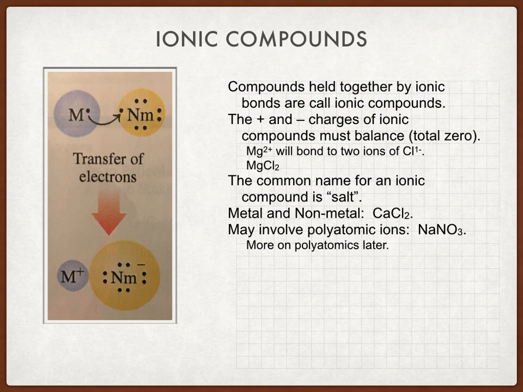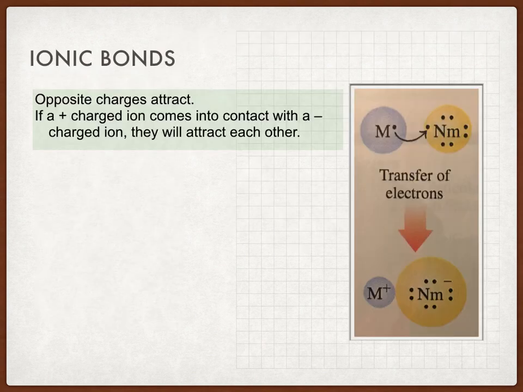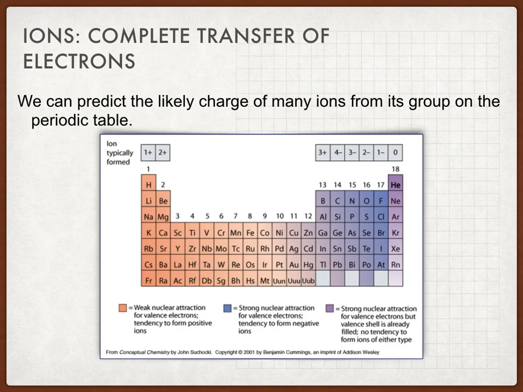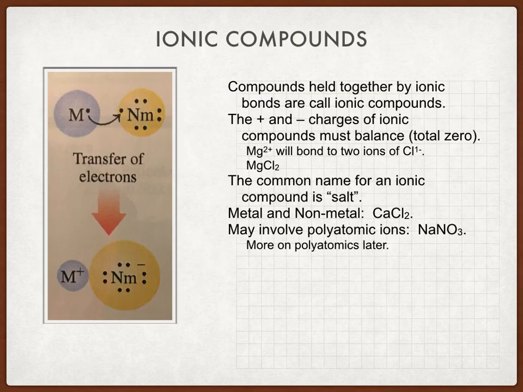Magnesium is always a +2 cation because of what we saw here. Magnesium is always a +2 cation, and chlorine is always a -1 anion. So in order for those to balance out, you have to have 2 chlorines, right? The common name for an ionic compound is called a salt. Again, it's a metal and a nonmetal.